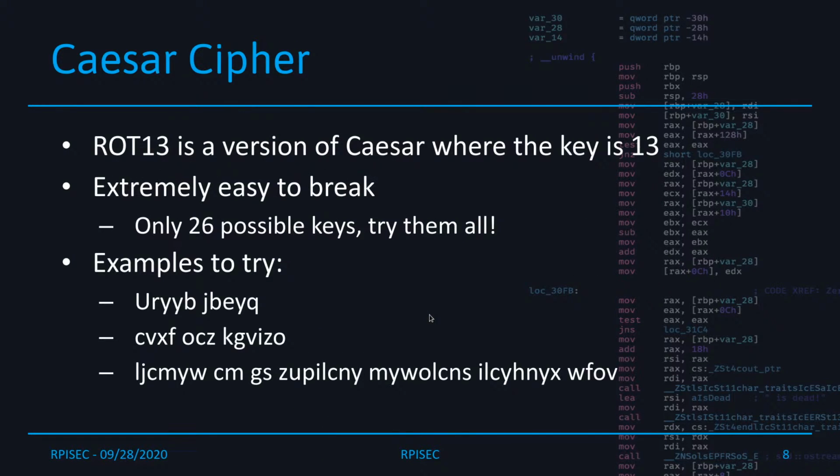So another variation of the Caesar cipher is ROT13. In this case, ROT just stands for rotate, which refers to the kind of rotation of the alphabet as you shift it over and over again. And 13 in this case is just the value of the key.